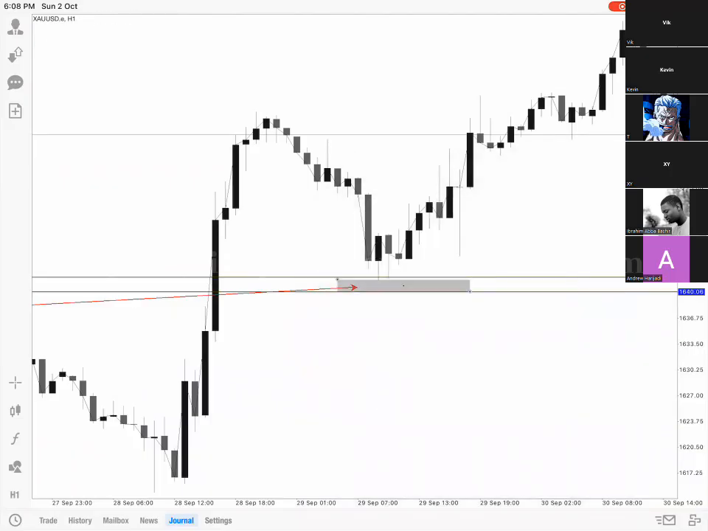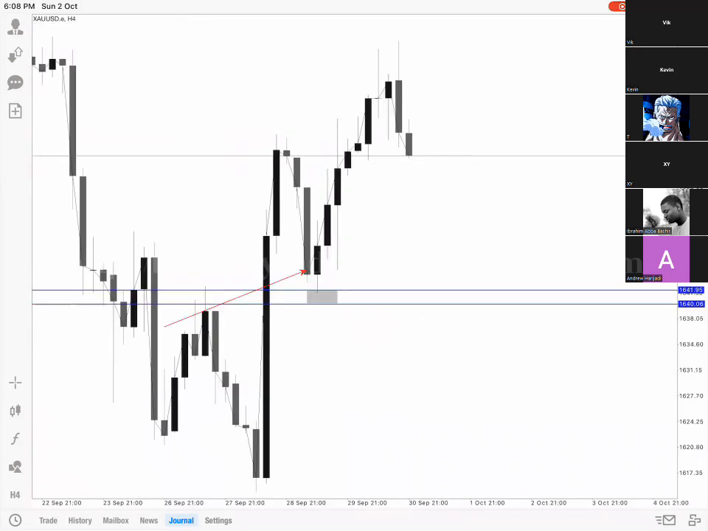It doesn't work like this. Do not entry in the zone. You entry on the first line. If it fails, you entry on the second line. So you will try 2 times for an entry, right? Correct. Okay. I will try 2 times.